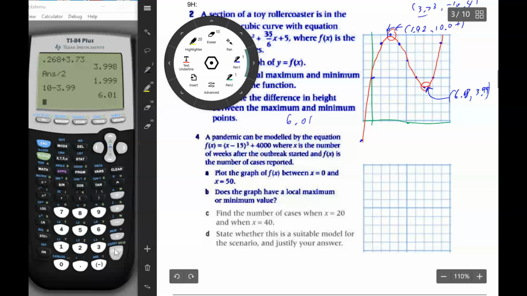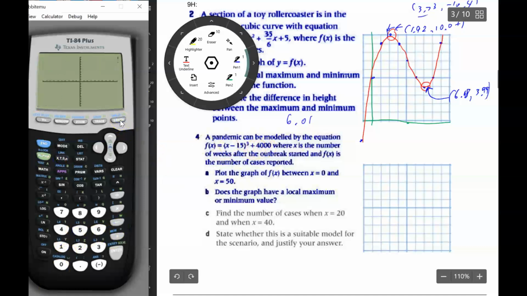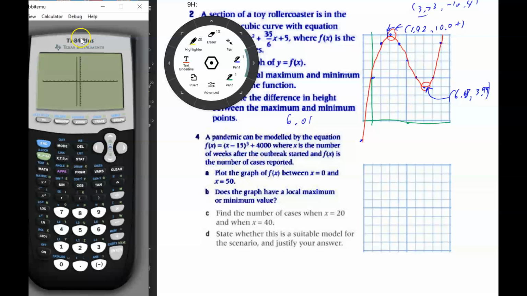Plot the graph of f of x between x equals 0 and x equals 50. Does the graph have a local maximum or minimum value? Okay, so let's type in the equation. So I'm going to erase that one. And then I'm going to put x minus 15. I'll be right back. So I just typed it in. And if I graph it, it's so tall that I can't see it. So maybe we'll do zoom fit. Let's see how it looks.